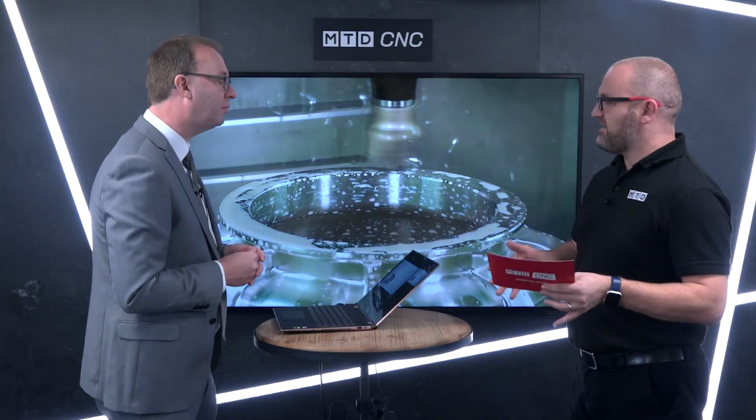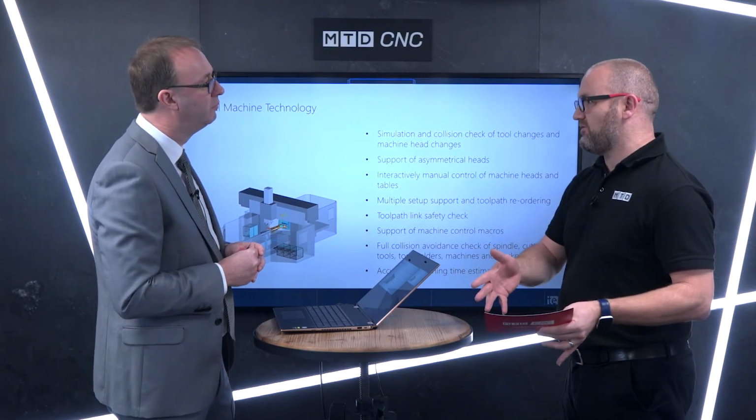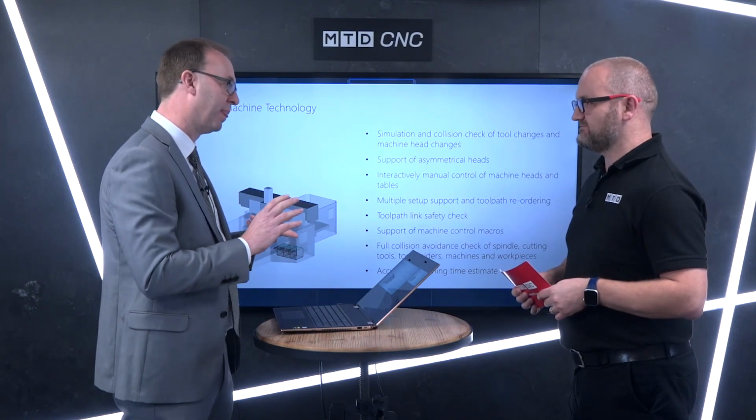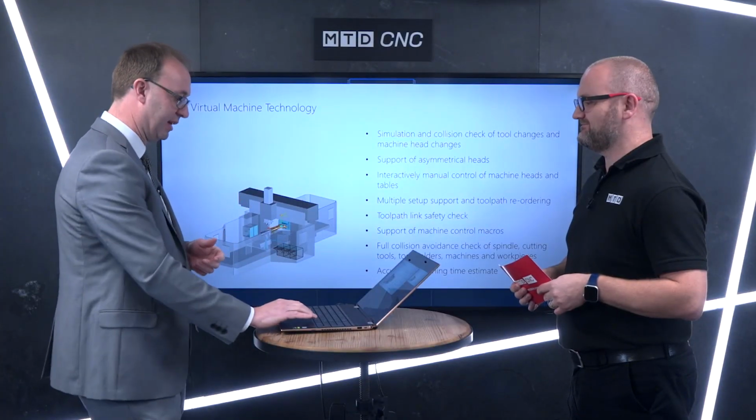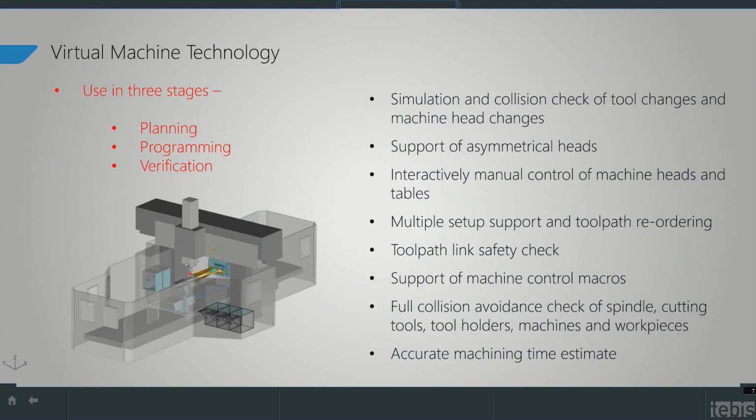Okay, so finally, if I can ask you to conclude, for people that may or may not be aware of digital twin, why would they use digital twin, and in your case, Tebis? Okay, so with digital twins, what we're promoting is we want you to have safe, efficient processes. That's the main one, and as we've talked about, we can use the virtual machine in the planning and programming stage, not just for verification like most other systems. It's going to give you collision checking against all of your tool changes, even machine head changes. Asymmetrical heads will be considered.